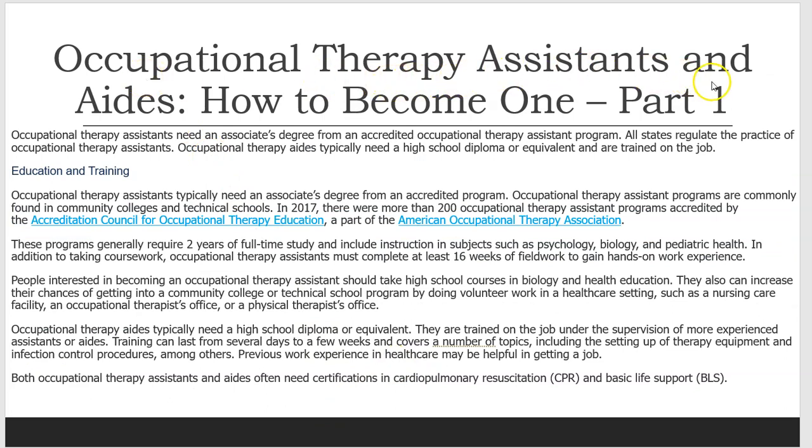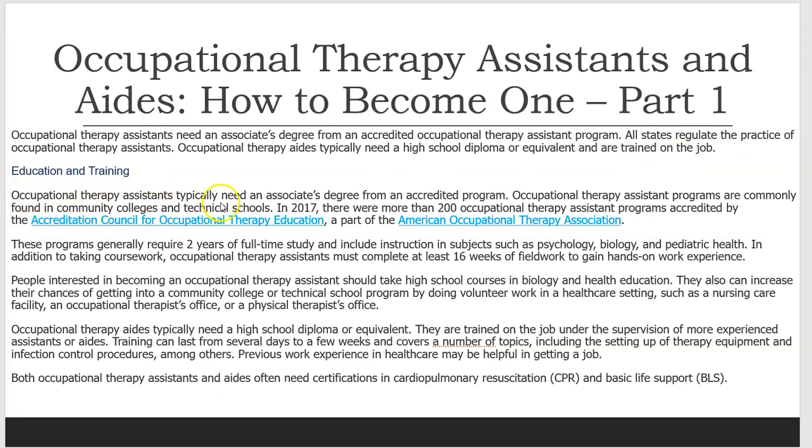Occupational therapy assistants and aides. How to become one, Part 1. Occupational therapy assistants need an associate's degree from an accredited occupational therapy assistant program. All states regulate the practice of occupational therapy assistants. Occupational therapy aides typically need a high school diploma or equivalent and are trained on the job. Education and training.